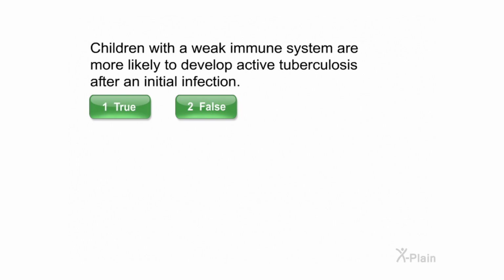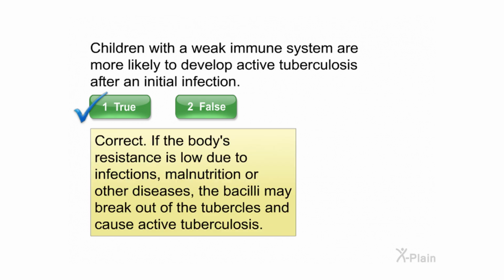Children with a weak immune system are more likely to develop active tuberculosis after an initial infection. Select true or false. Correct. If the body's resistance is low due to infections, malnutrition, or other diseases, the bacilli may break out of the tubercles and cause active tuberculosis.